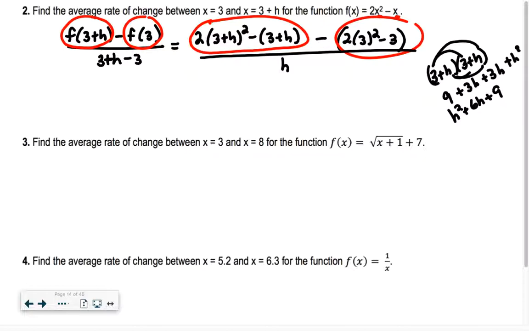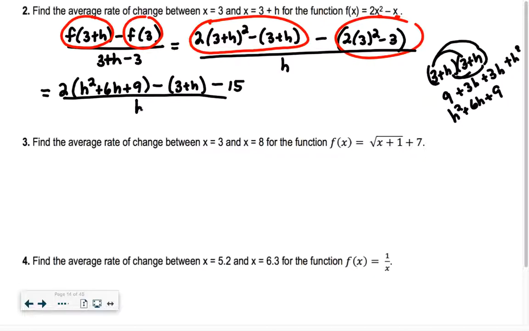Okay, but we have a multiplied by 2 right here, right? So we got to multiply it by 2. So we're going to have, let me write it out. So 2 times h squared plus 6h plus 9. And then we're going to have minus 3 plus h. Maybe I'll just write it out still with minus parentheses 3 plus h. And then minus, so what did that number over on the right become? The 2 times 3 squared minus 3. It was 15, right? And we continue to simplify. So we're like, oh, we got 2h squared plus 12h plus 18 minus 3 minus h plus, minus 15.